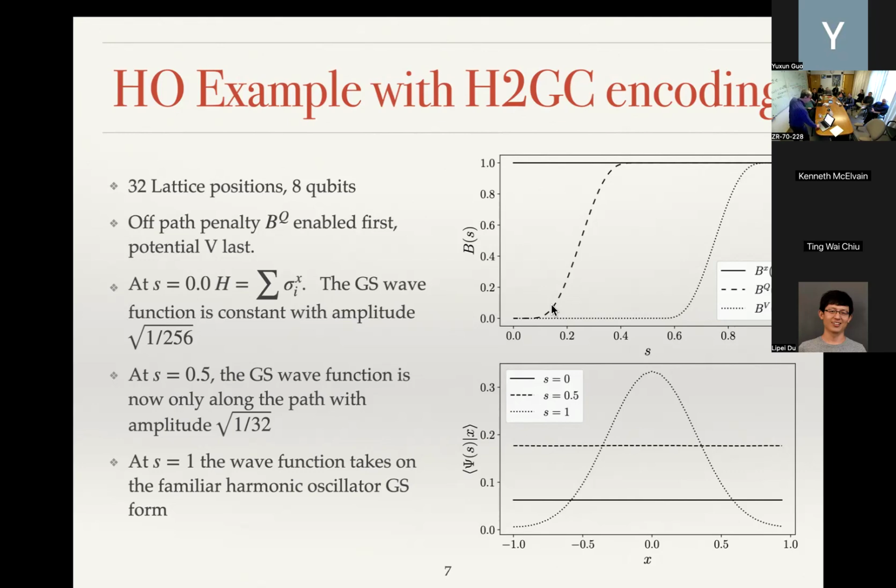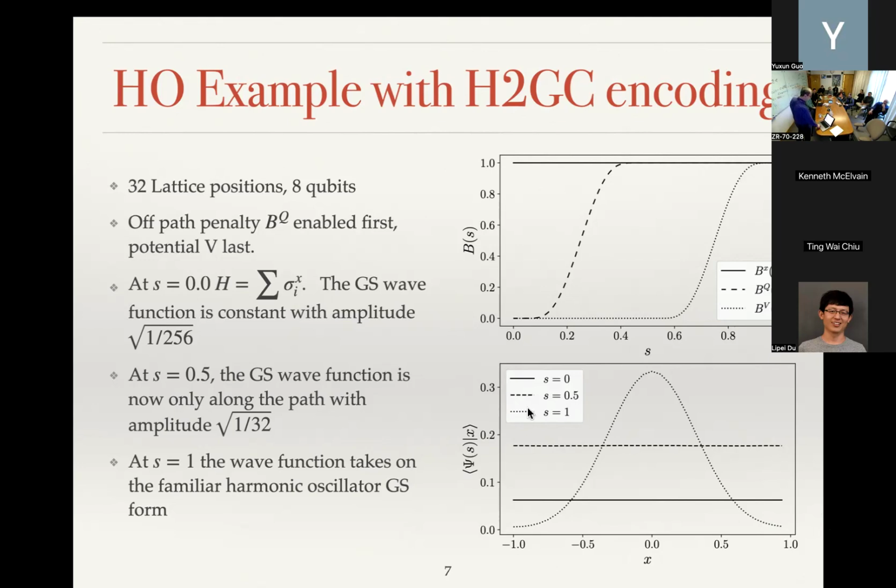And so you can see here we give kind of a time lapse view. We start out with every product state having a constant small occupation. And then after the penalty's on, it goes to 1 over 32 as the probability of being in those states. And then after we turn on the potential, the ground state of the harmonic oscillator appears. So we just added in the harmonic oscillator potential over time.